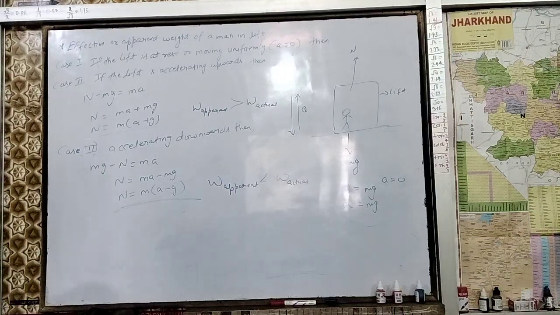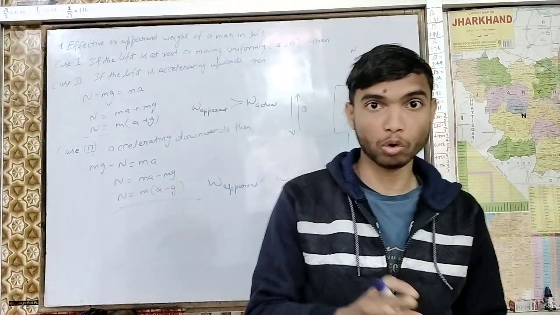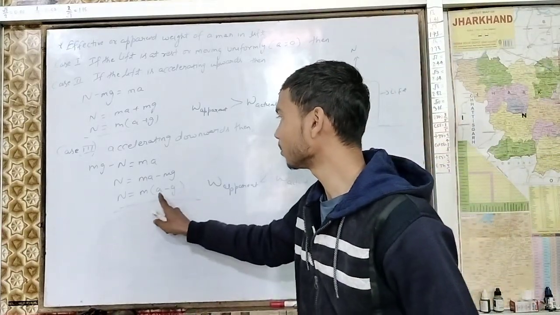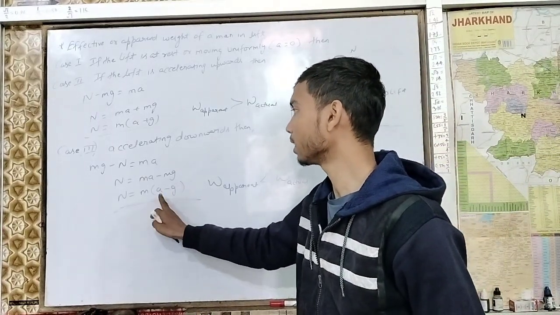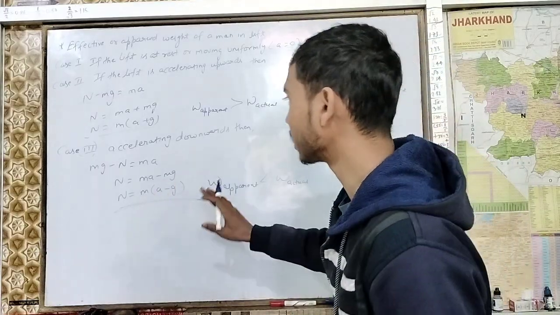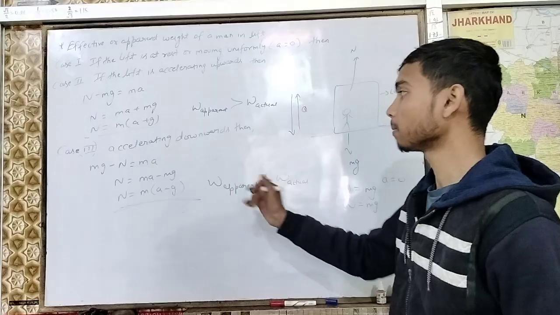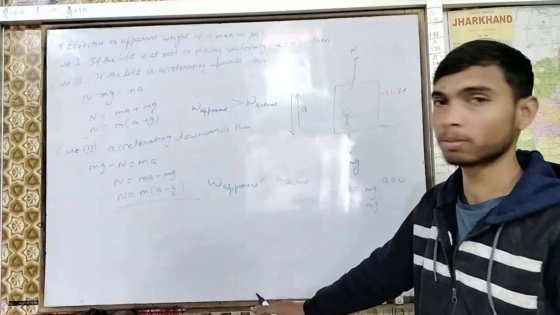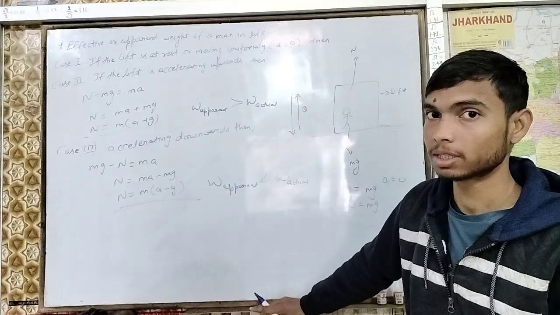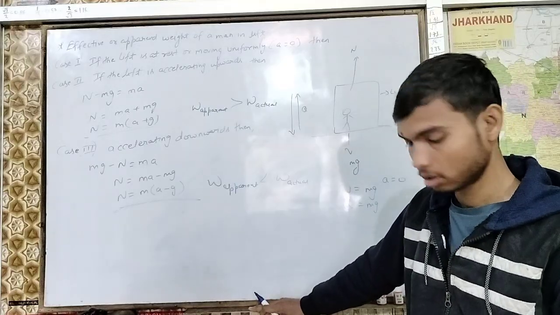Now, if there is a free gravity space, no gravity, no gravitational force, then a will be minus g, so g minus a will become 0. M multiplied by 0, the normal reaction would be 0, means there is no gravitational force.